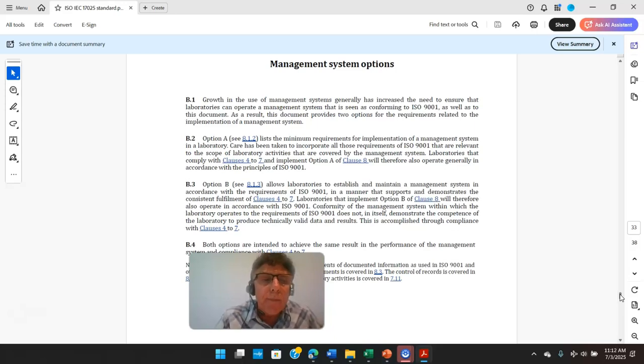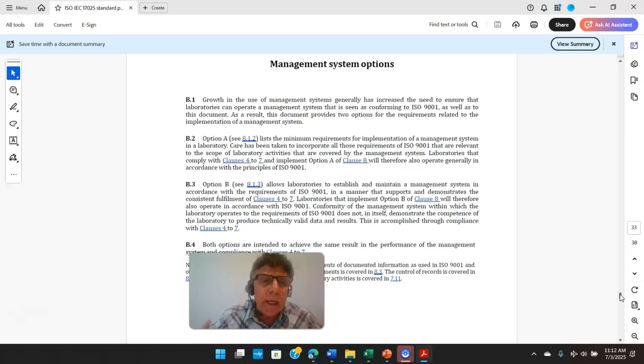Laboratories that comply with clauses 4 to 7 and also implement option A of clause 8 will therefore also operate generally in accordance with the principles of ISO 9001. That's what option A is. Basically for laboratories that are not certified to ISO 9001.